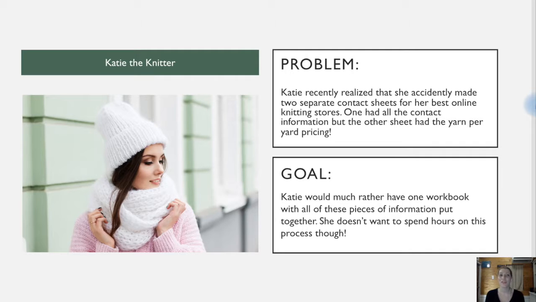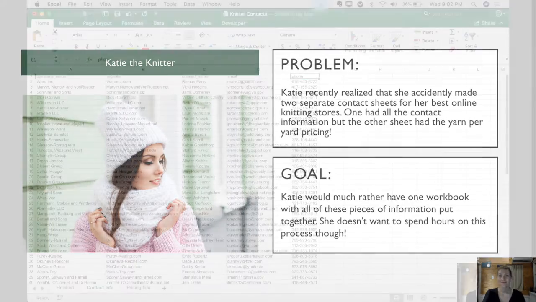Today, I'm telling you about Katie the knitter. Katie recently realized that she accidentally made two separate contact sheets for her best online knitting stores. One had all of the contact information, like phone numbers and emails, but the other sheet had all of the yarn per yard pricing. Katie would much rather have one workbook with all of these pieces of information put together. She doesn't want to spend hours going through this process of combining everything though. Let's see if we can help by using a VLOOKUP function.